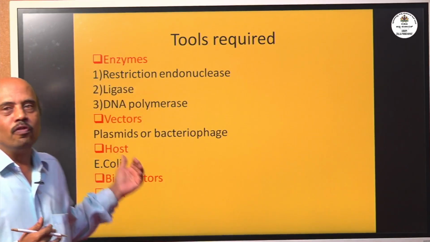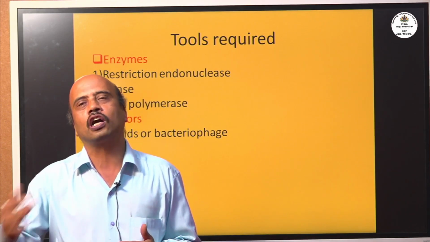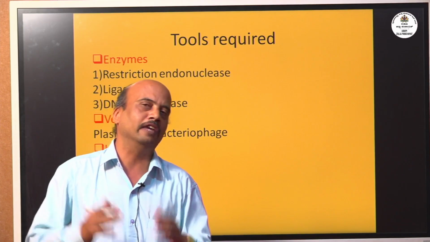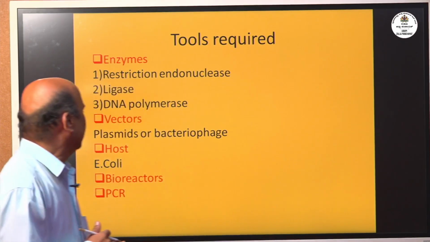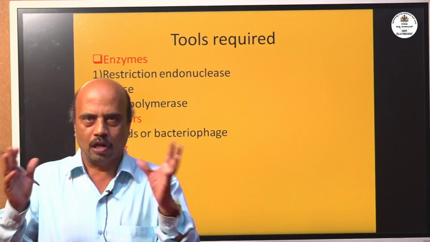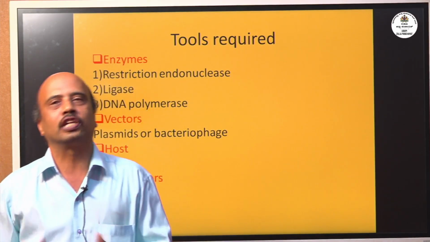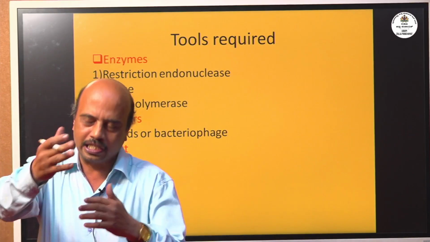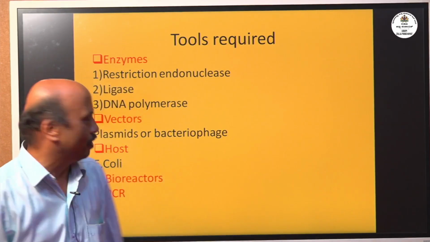Then for cloning the desired gene, we require a host. The most commonly used host is Escherichia coli, a bacterium. Okay. Even plants and animals could also be used as a host. Then, bioreactors. Bioreactors are large vessels, fermenters, where desired products can be produced in large quantities. We will see one by one when it comes to the MCQs. I serially arranged all the MCQs. Along with the MCQs, we will discuss. Okay.